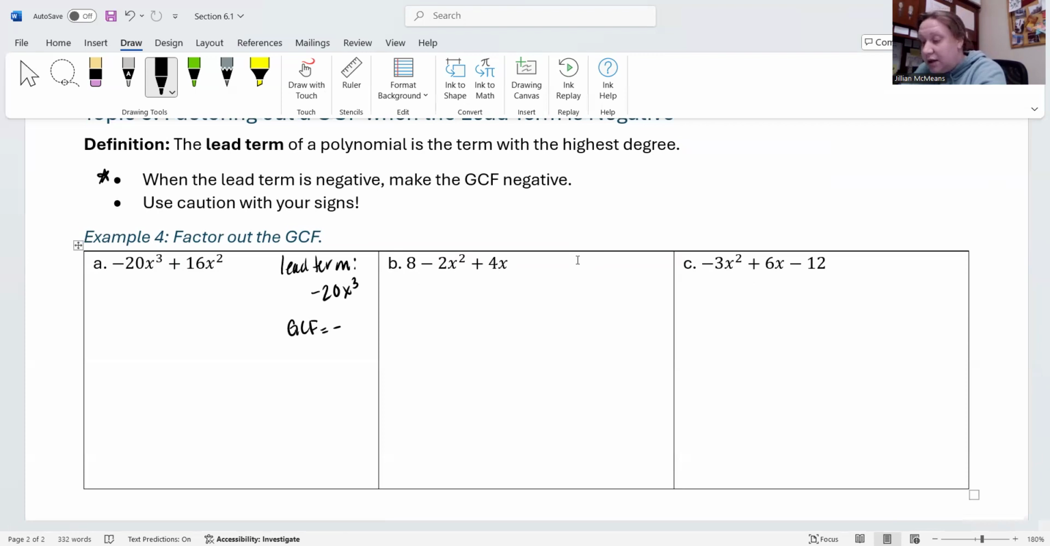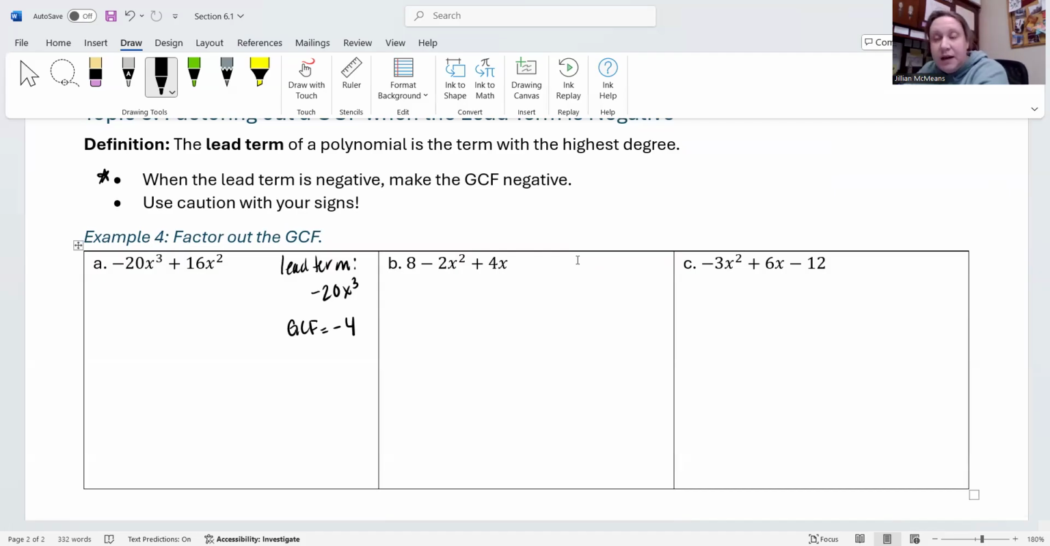Okay, now looking at 20 and 16, I'm going to start with 16. Is 16 a factor of 20? No. So then we want to start looking at other factors of 16. So we would start with 8. Is 8 a factor of 20? No. So then we want to go to 4. Is 4 a factor of 20? Yeah. So 4 is going to be the greatest common factor as far as the variables are concerned. And remember, because our lead term is negative, we also want to make the GCF negative. So far our GCF is negative 4.